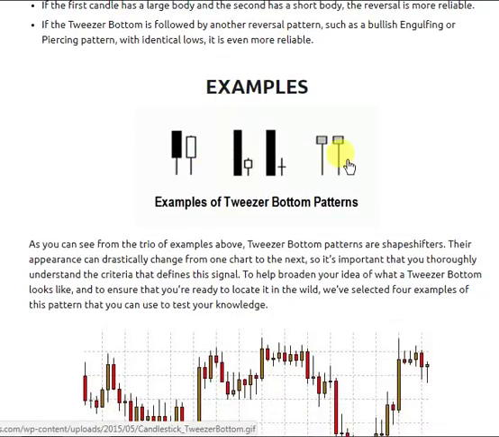Okay, here's some examples I wanted to give you guys. So all these are examples of tweezer bottoms. And you see how it doesn't have to be from a wick, like how these are wicks, it wicks down. You can also have a real body and a wick as long as they're at the same low point.